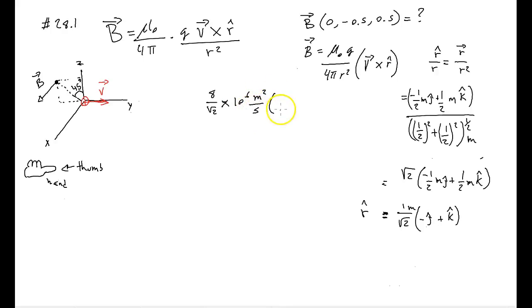You agree with that? Okay. So J crossed with negative J has got to be 0. Okay. J crossed with K, what is J? Is that positive I? Yeah. So this equals just 8 over the square root of 2 times 10 to the 6th meters squared per second I hat. Okay, so it's definitely in the I hat direction, which is what we expected.